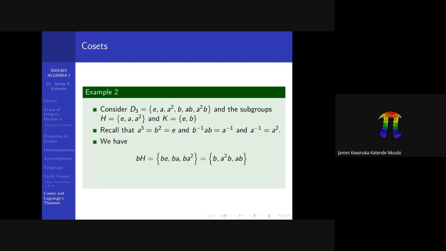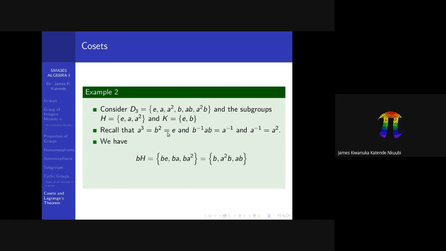So let's compute the left coset of H. H is this subgroup. And we want to compute the left coset of this subgroup H determined by B. So BH will simply mean you multiply every element in H on the left by B. When it says left coset, you must multiply on the left. So that would be BE, BA, and BA squared. We have all of them here.